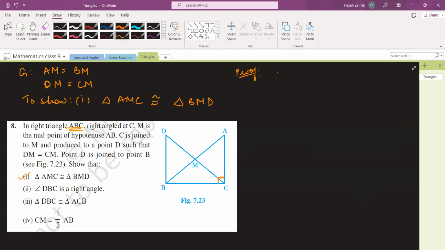So take these two triangles. In triangle AMC and triangle BMD, let's say, what do we have? Now, where is AMC? Can you see in the figure where is AMC? AMC is this, right? Yes, ma'am. And BMD? BMD is this, right? So these two triangles I'm taking. Okay.